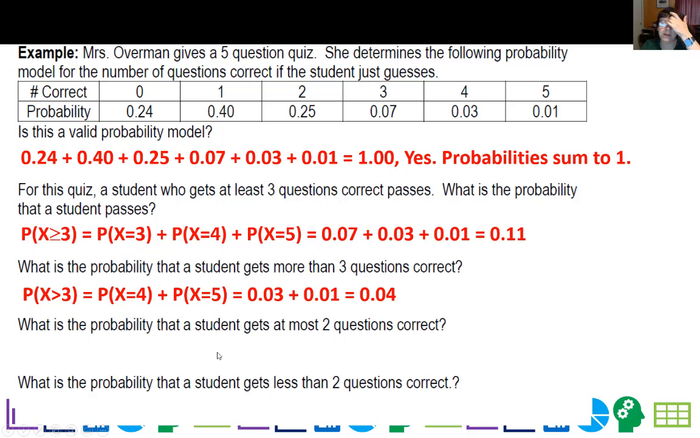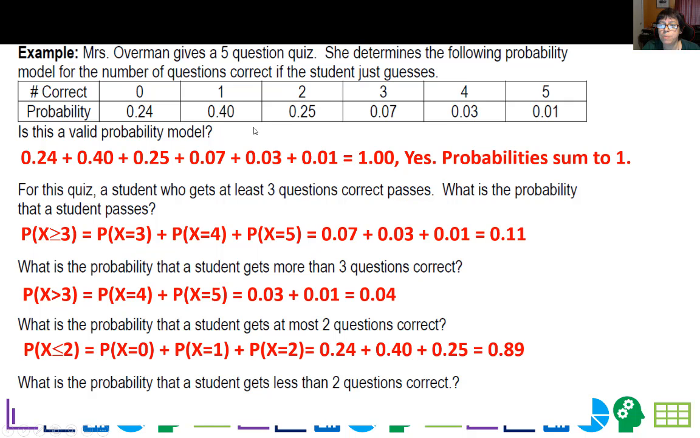What's the probability that a student gets at most 2 questions correct? So that means 0, 1, or 2. So I would add up these 3 probabilities right here, and it would be 89%. What is the probability that a student gets less than 2 questions correct? Well, the less thans are 0 and 1. All right, so 64% of the time. So a huge, over half the time, a kiddo's not even going to get more than 1 question correct on this quiz.